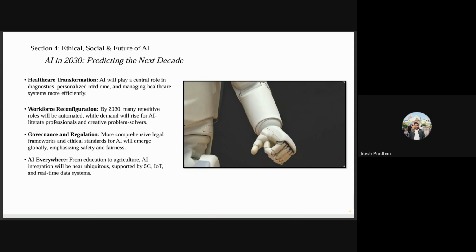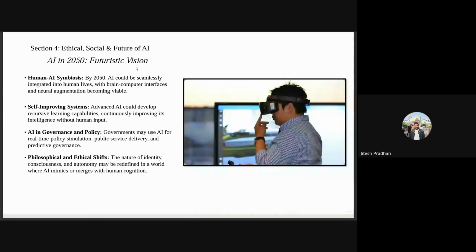Now, the futuristic vision of AI, that is in 2050, is human-AI symbiosis, that is super intelligent AI, where an AI chip or AI band will be inserted or attached to the human brain, so that it will increase the capability of the human brain many times. Self-improving systems will be there. It's an advanced version of reinforcement learning, where a system will learn from the environment itself and improve itself continuously. Governance policy will definitely come, and an ethical shift will be there. These are the futuristic visions.